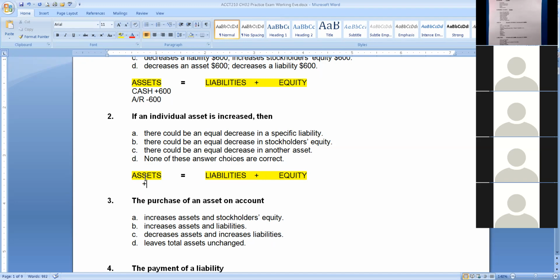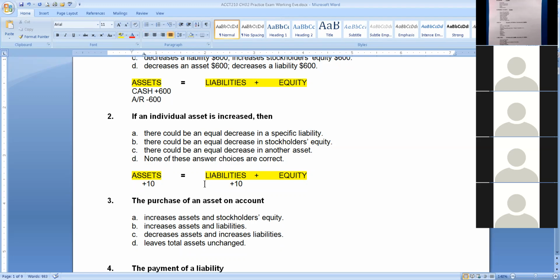So if this side goes up by some amount, I'll just put in an example of $10, whatever it is, if this is going to balance, then it's going to be on this side. Something has to go up by $10, right? So if it's a liability or equity, it's going to have to increase. It's not going to decrease in the liability.